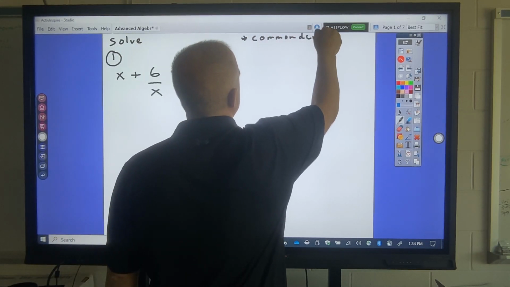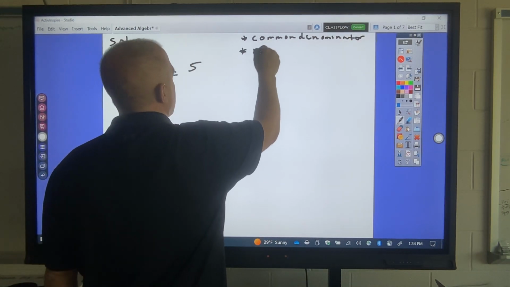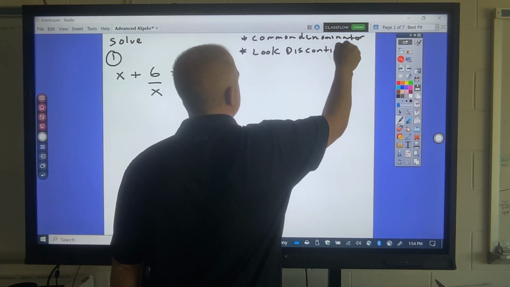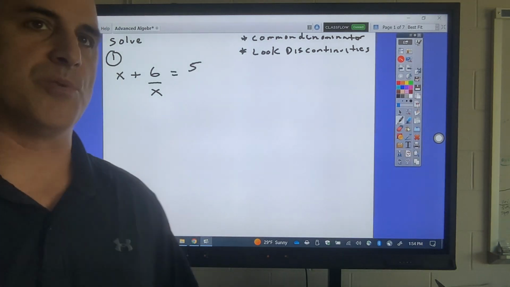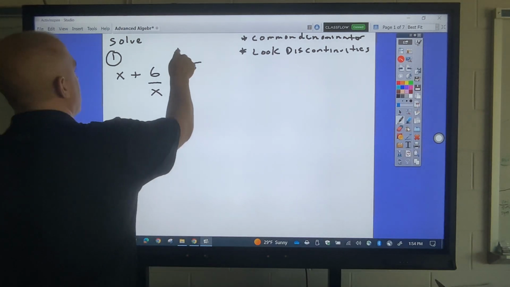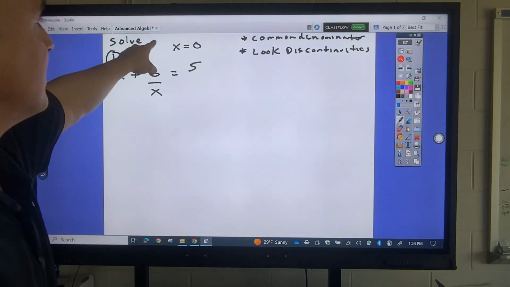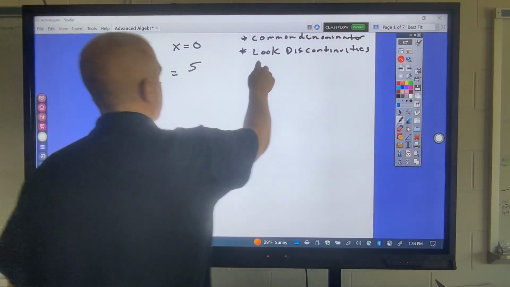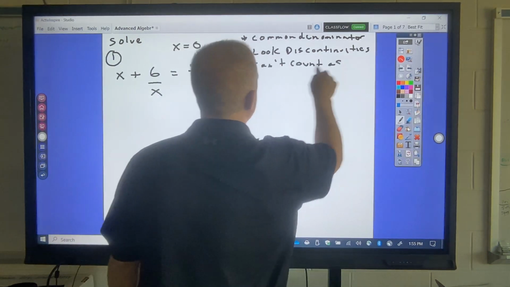All right, now, here's also what we have to do. We have to look for our discontinuities. Very similar to how we found the vertical asymptotes, we have to identify those first. When I look at this, if I solve what's in the denominator, that's x equals 0. What that means is if my answer matches a discontinuity, you can't count it. Look for discontinuities. They can't count as an answer.